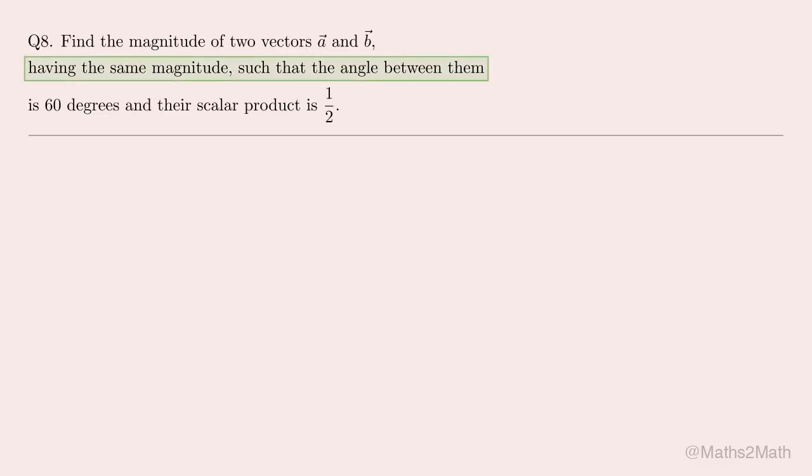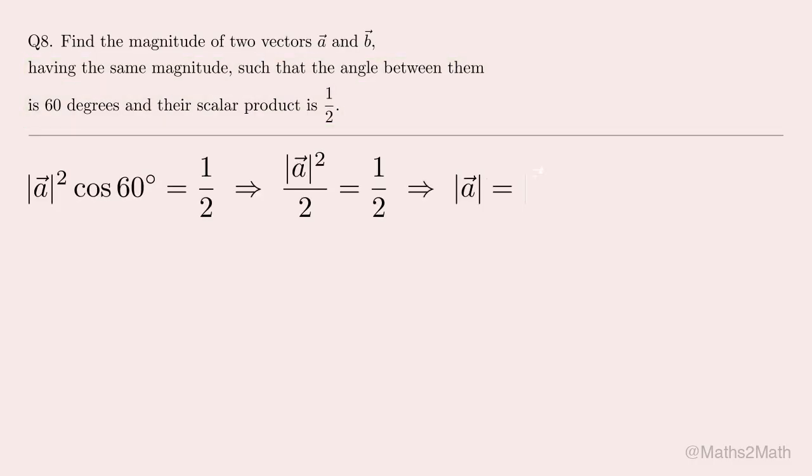Question 8. Equal magnitudes, known angle and dot. Cosine of 60 degrees is 1/2. The dot is magnitude squared times half, equal to half. Magnitude 1 for both.